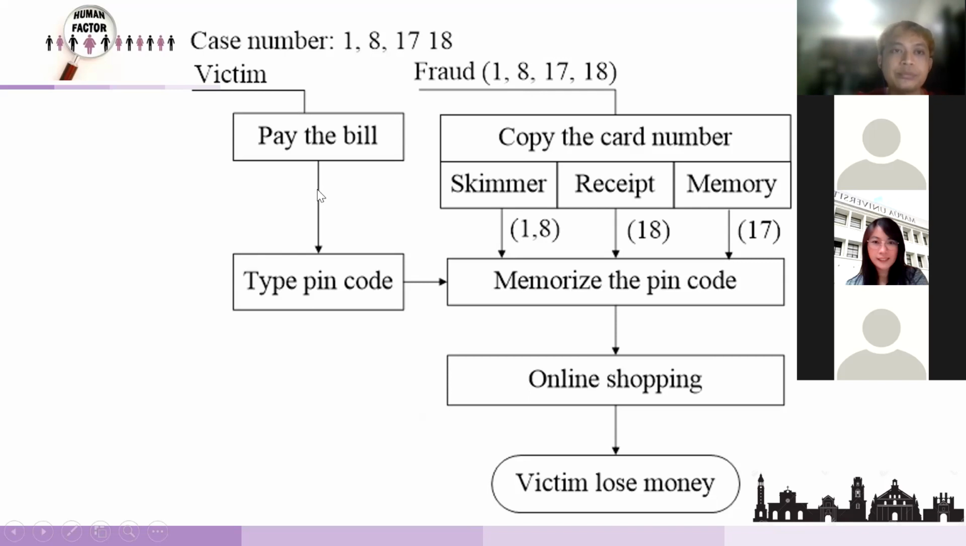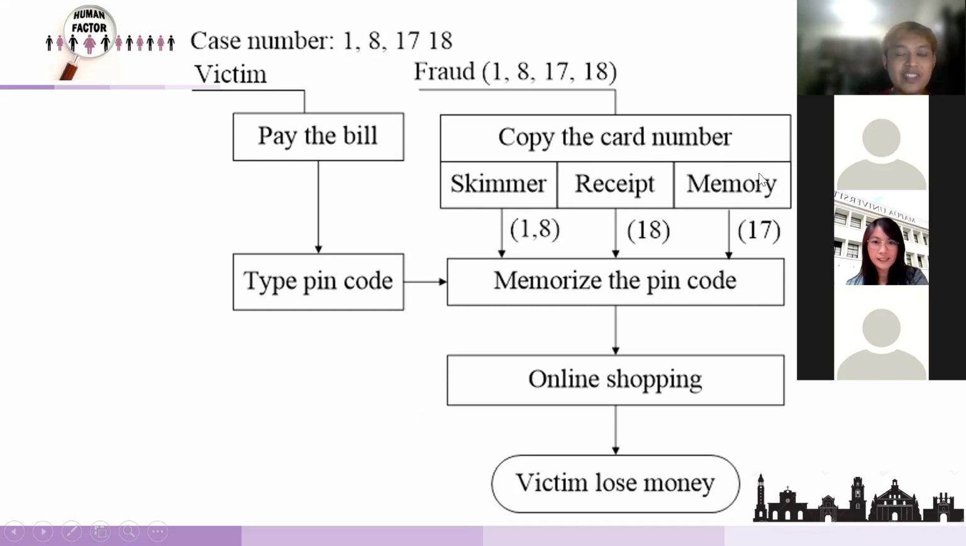Okay, look at this one. The same thing, the victim and the fraudster. The fraudster copies the credit card, but how they copy it is quite different from these things. In some cases they use the skimmer. What's the difference from the previous one? Let me tell you after this. Some is actually from the receipt, which happened in a coffee shop. And the last one, I call it wow. This is actually from memory.